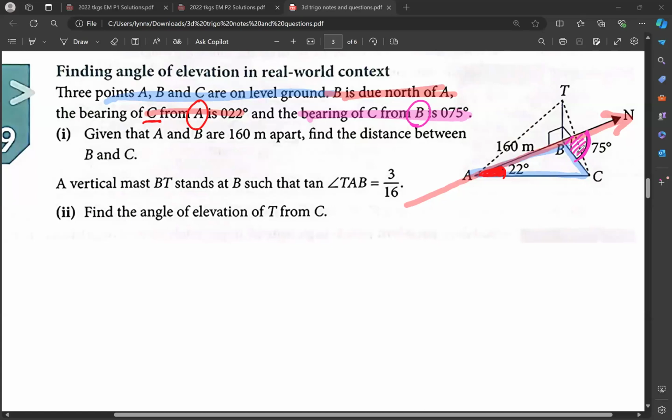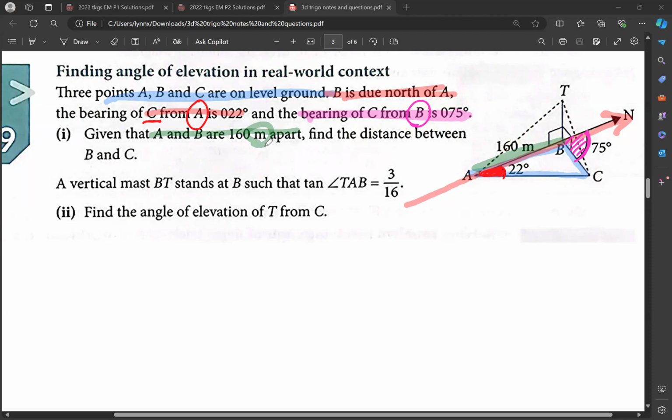Understand? So next, they say that AB is 160 apart. So AB is right here. It's 160. And can you see this is meters? So I need to be very careful because sometimes they mix cm and meter. But for this case, they only give me meters. There is no cm. Means everything will be in meters.